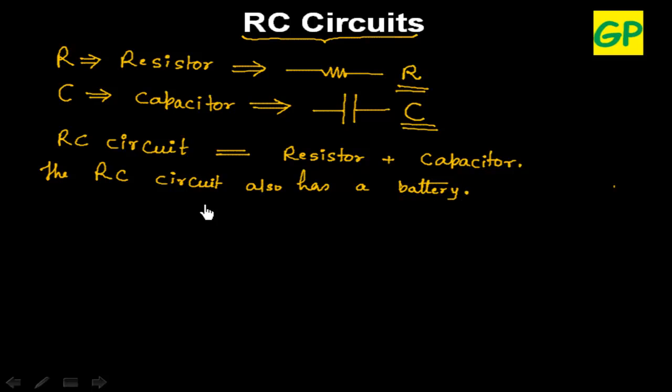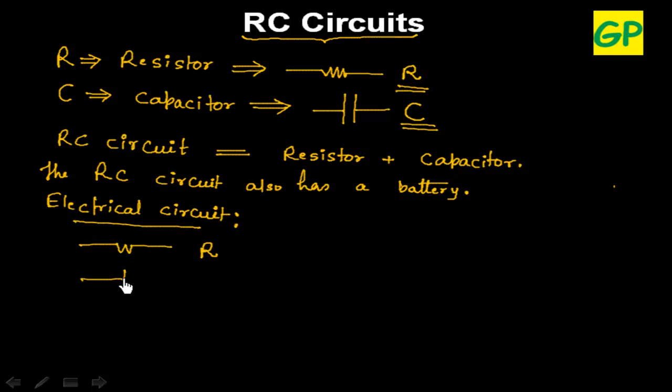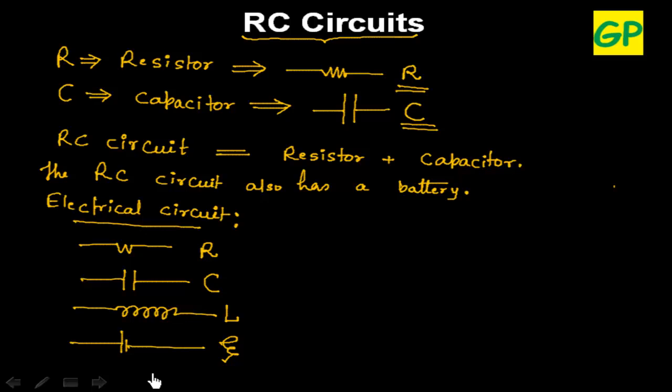We can have different elements in an electrical circuit. So any electrical circuit can have the following possible elements. It may have a resistor, and a resistor is denoted by R. It can have a capacitor denoted by C. It can have an inductor denoted by capital L, or it may have a battery denoted by Xi. So these are the elements of a circuit.